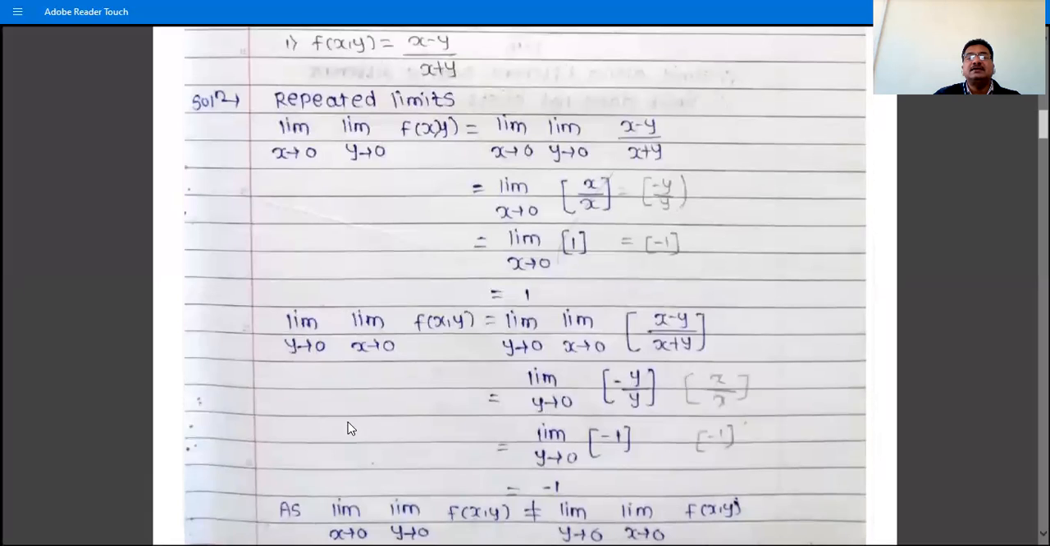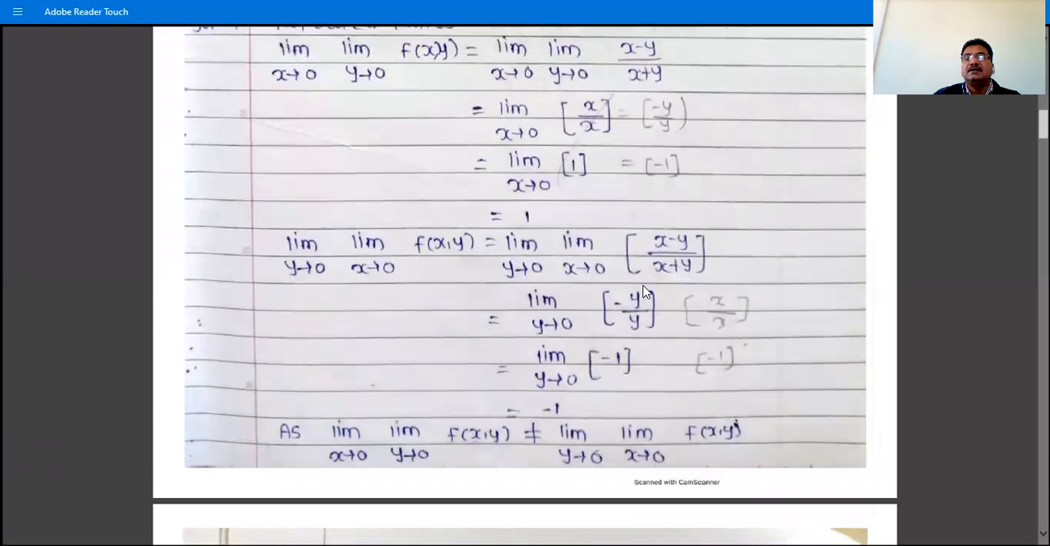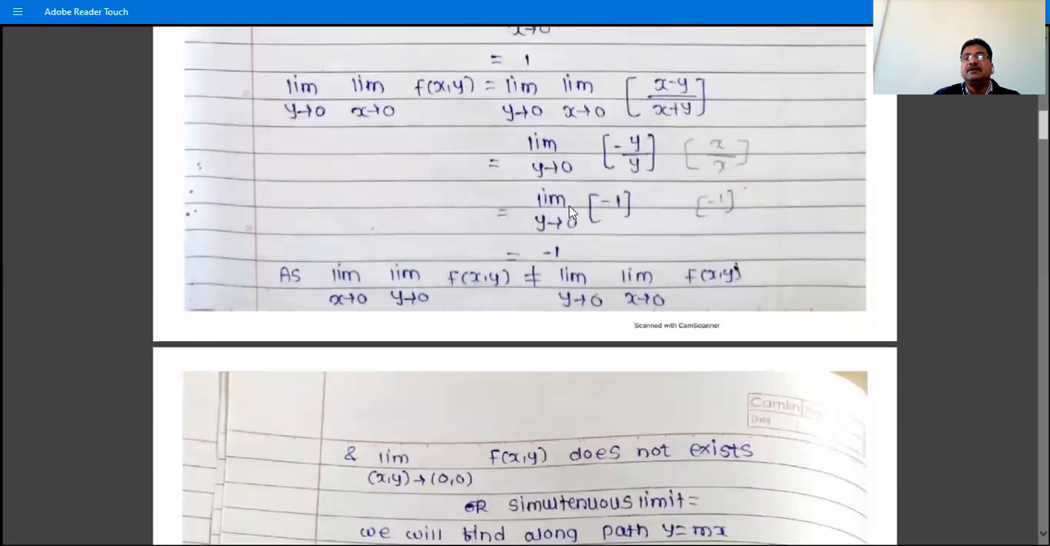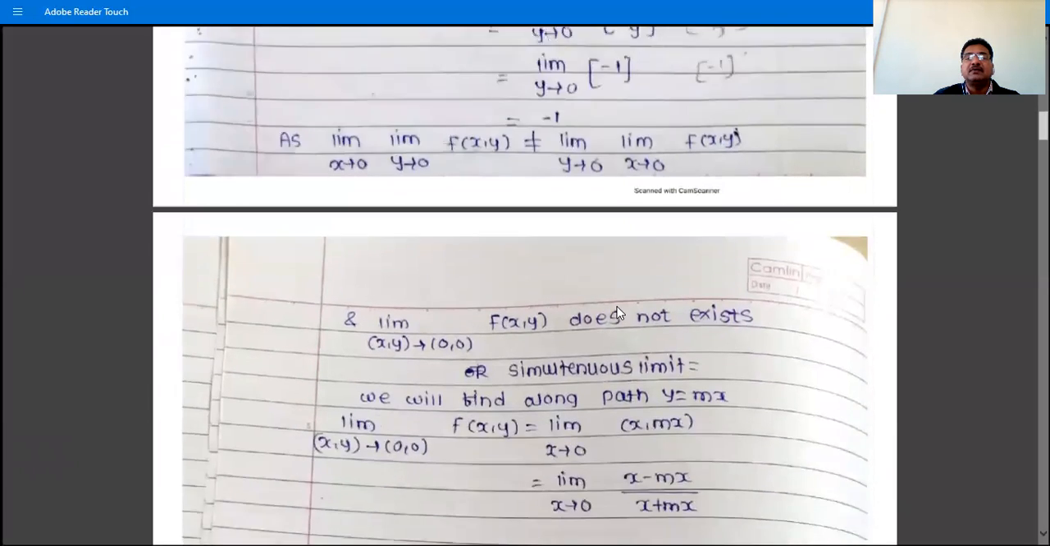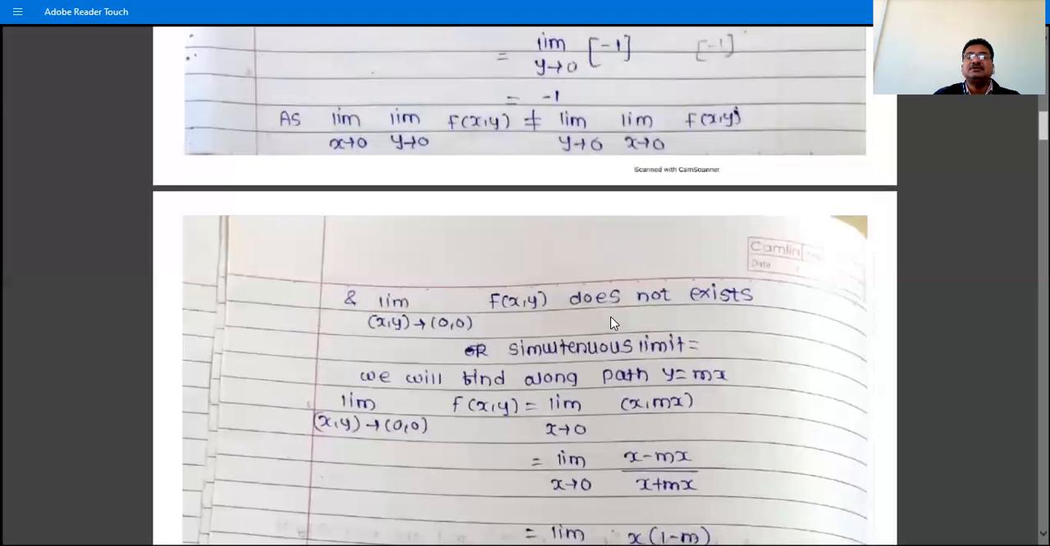Then the other repeated limit: limit y tends to 0, limit x tends to 0, of f(x,y). Just find the limit as x tends to 0 first. If we substitute x equal to 0, then we have minus y by y, and that is minus 1, and the limit of minus 1 is minus 1. Therefore these repeated limits are not equal, and therefore the simultaneous limit does not exist.